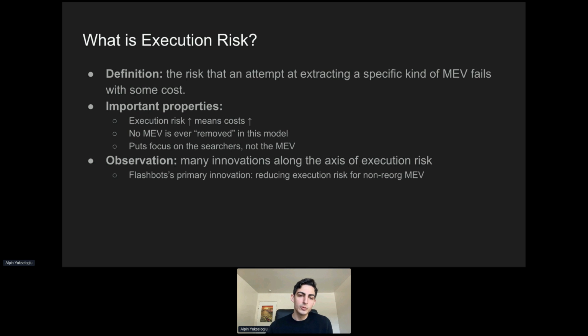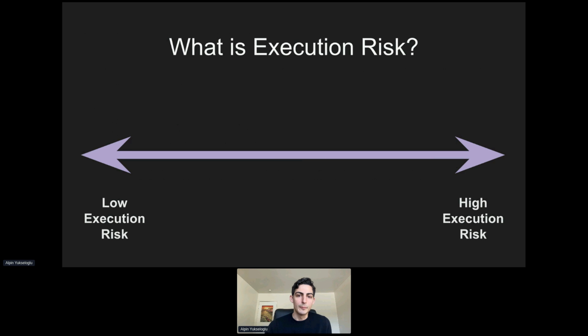you'll find very quickly that almost all of them fall on this axis of execution risk, pushing it one way or the other. For example, Flashbots' primary innovation was reducing execution risk for their definition of good MEV, which was non-reorg MEV. To take a more graphical point on this, if we were to plot out this axis, low to high execution risk, where might some of the things that we're familiar with fall?